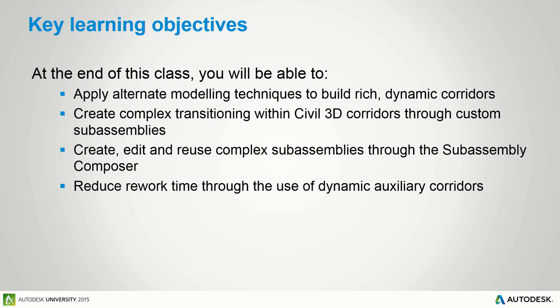So we're just going to really run through applying the alternate modelling techniques, what I like to call a linked corridor technique. We're going to create some complex transitioning, and we're going to explain some of the maths behind it and how we can actually use it, not only for things like batter slopes, but for any kind of component within subassemblies. We're going to look at how we can create, edit, and reuse these using Subassembly Composer.